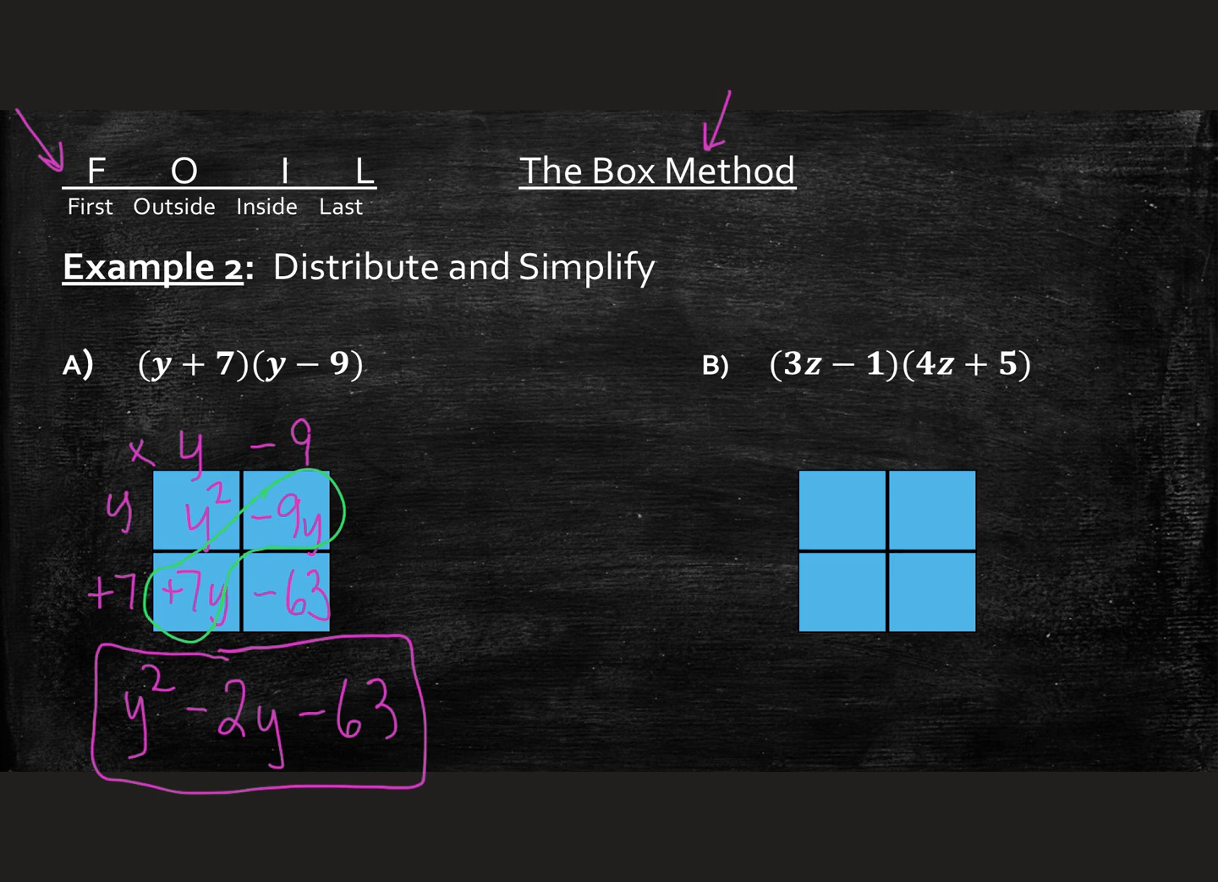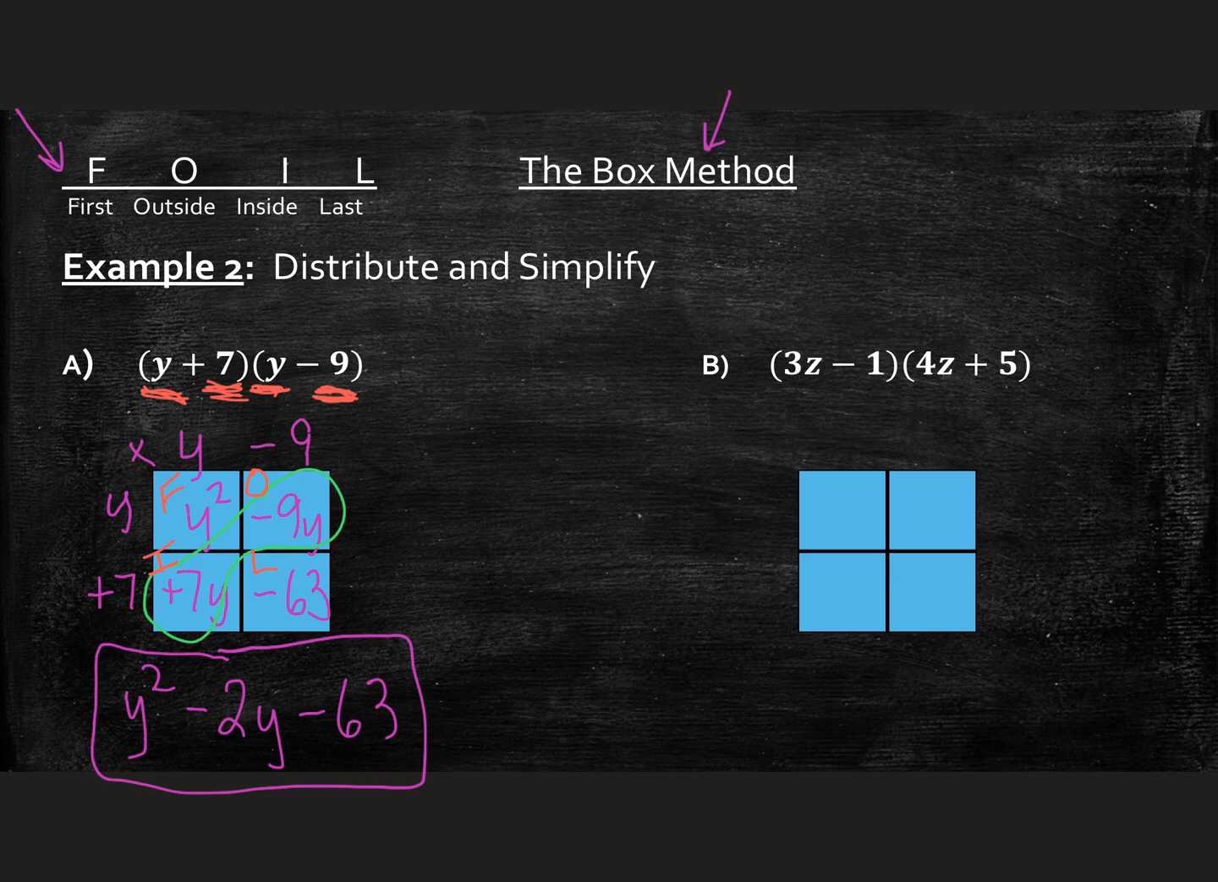This is the exact same thing as FOIL. I want to point out to you, this would be multiplying your first terms, right? Y times y. This would be multiplying your outside terms here, y times a negative 9. And this would be multiplying your inside terms, 7 times y. And then this would be multiplying your last terms, 7 times negative 9. So it is FOIL, it's just organized in a manner that makes a little more sense to some students.